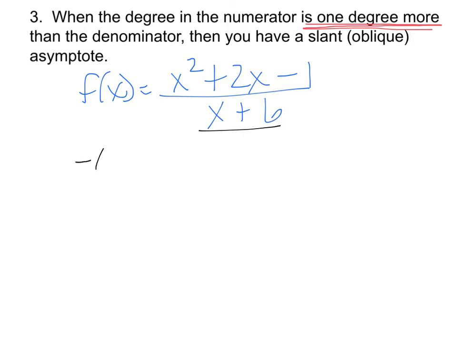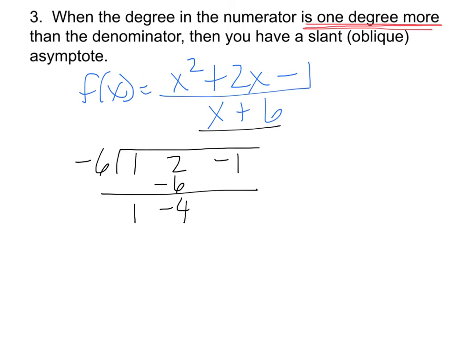So I'm going to put a negative 6 in front. Then we're going to write our coefficients, 1, 2, and negative 1. Okay, so drop down the 1. Negative 6 times 1 is negative 6, giving me a negative 4. Then positive 24, giving me 23.